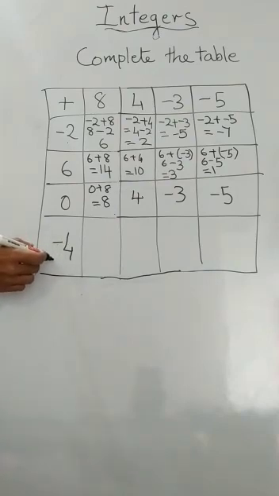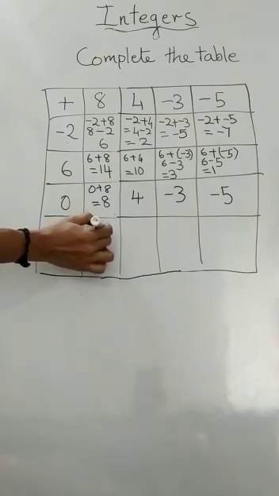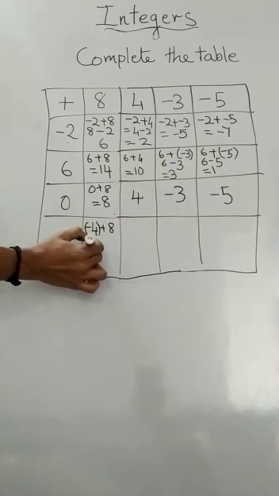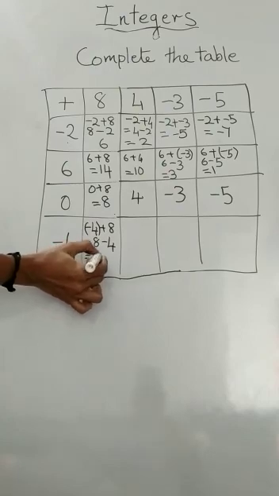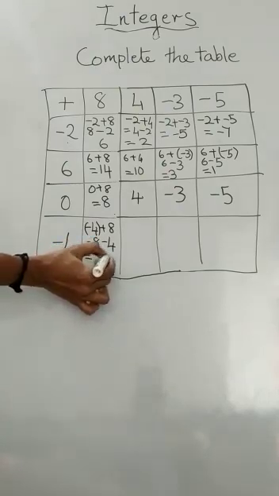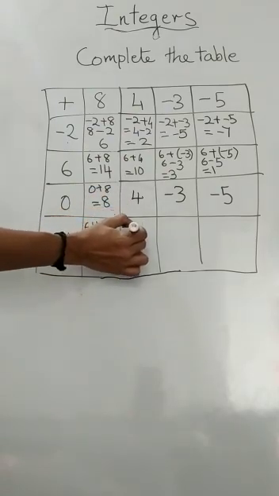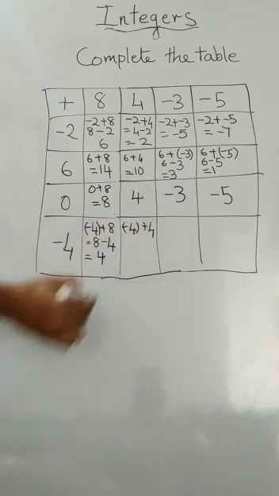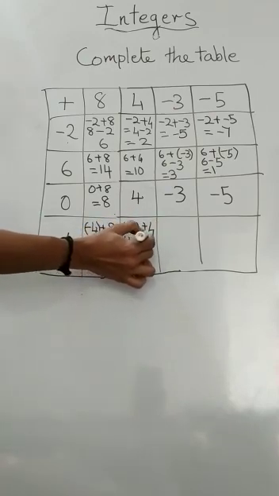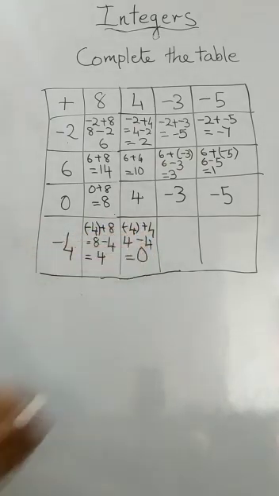Next, minus 4 and 8. That is minus 4 plus 8. How will you write it? It is equal to 8 minus 4. And the answer is how much? 4. Okay. Next, minus 4 plus 4. So, what is it? 4 minus 4. 4 minus 4 is 0. So, the answer is 0.